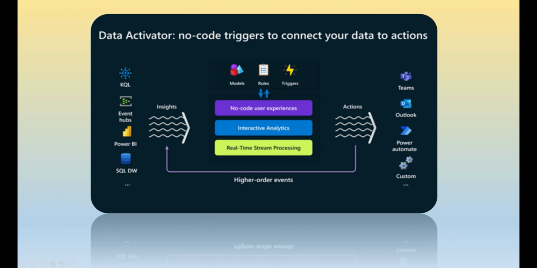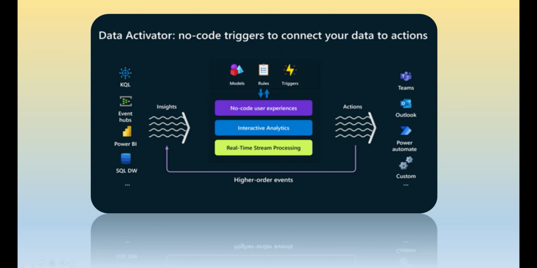And finally, you can see Data Activator: no-code triggers to connect your data and take actions. Here you can see that Data Activator can connect to any of these sources. It might be a query language, Event Hubs, Power BI, SQL data warehouse, and anything there in Fabric, or you can say anything in OneLake, because this is a Fabric concept. So whatever data is there in Fabric, it can connect to any kind of data, right? And it has three steps, which we will discuss in detail in later videos.